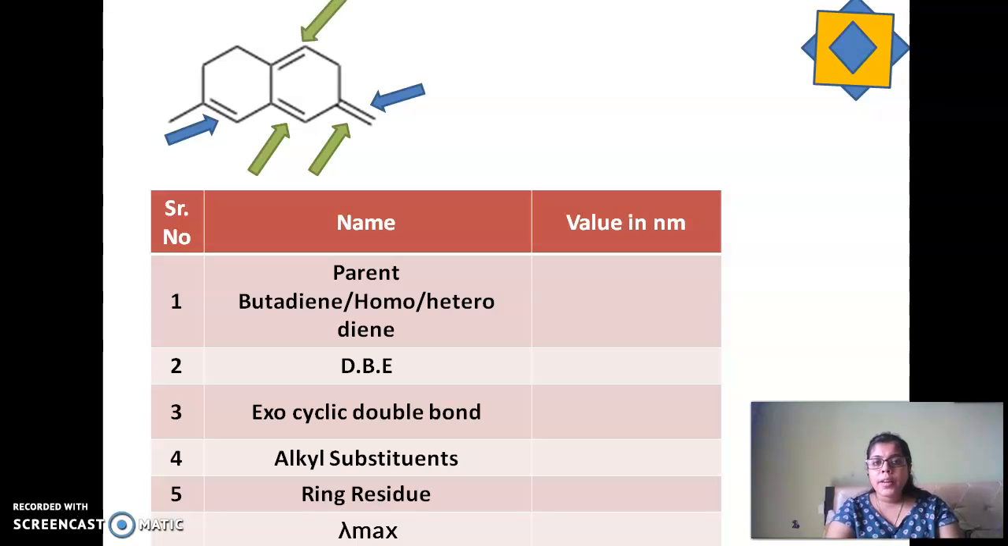Now it's time for, oh, we missed out one exo. I have for the A ring 2 exocyclic double bonds. We missed out that. And for B ring 1. So in total 3. So I add plus 15.